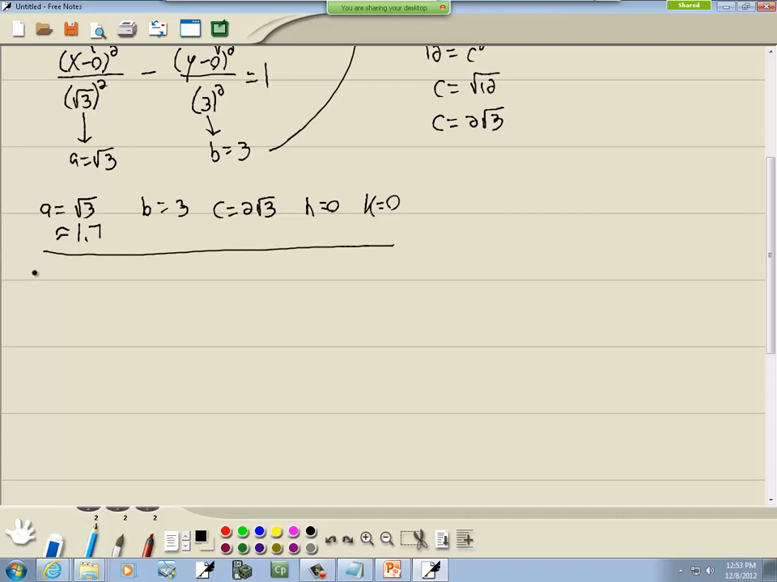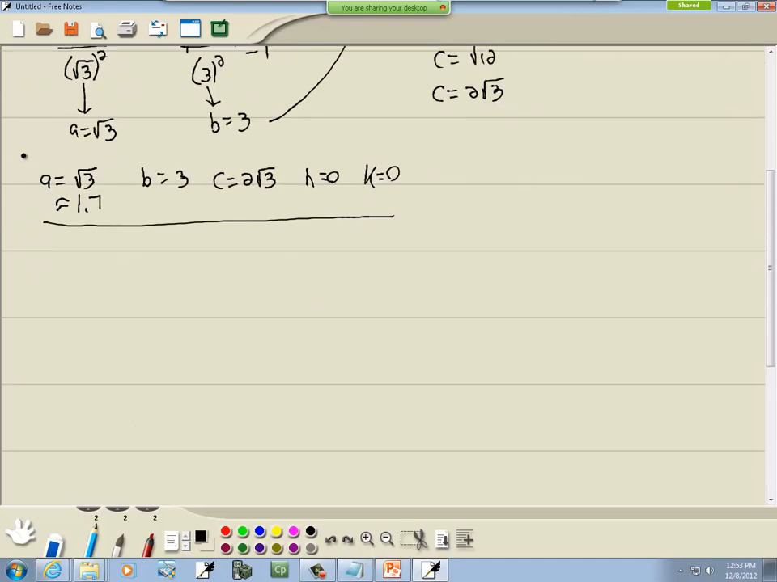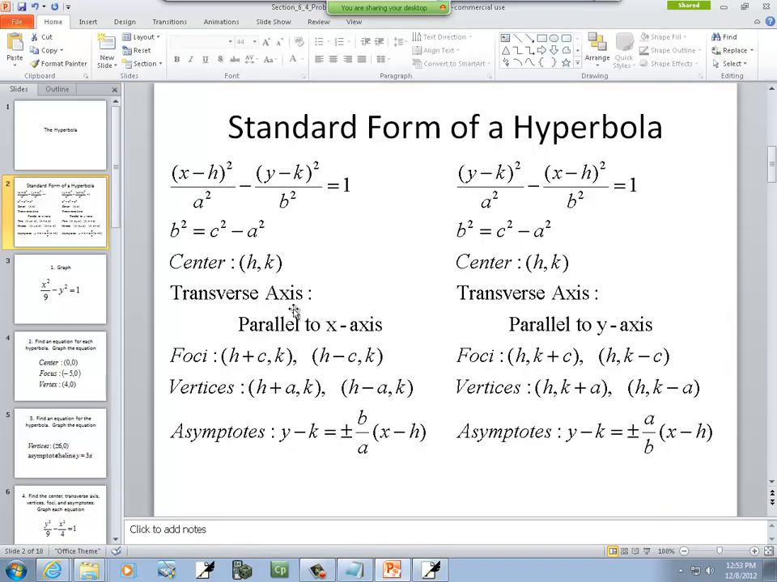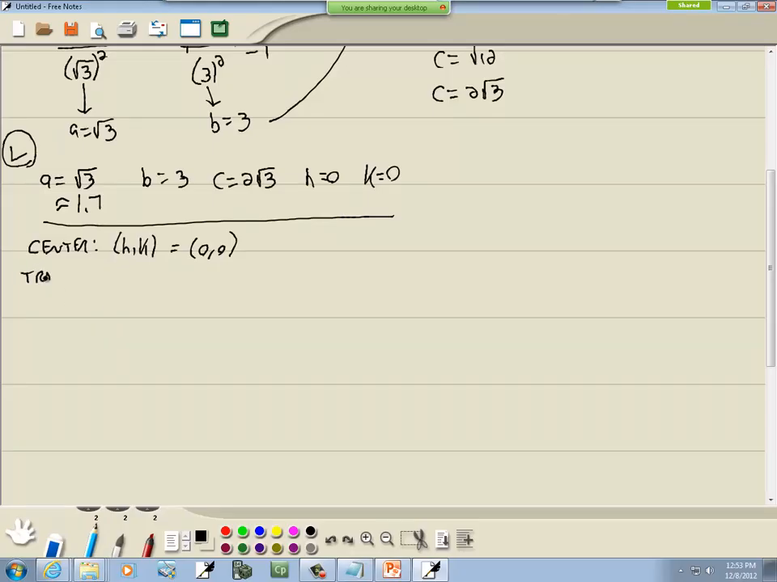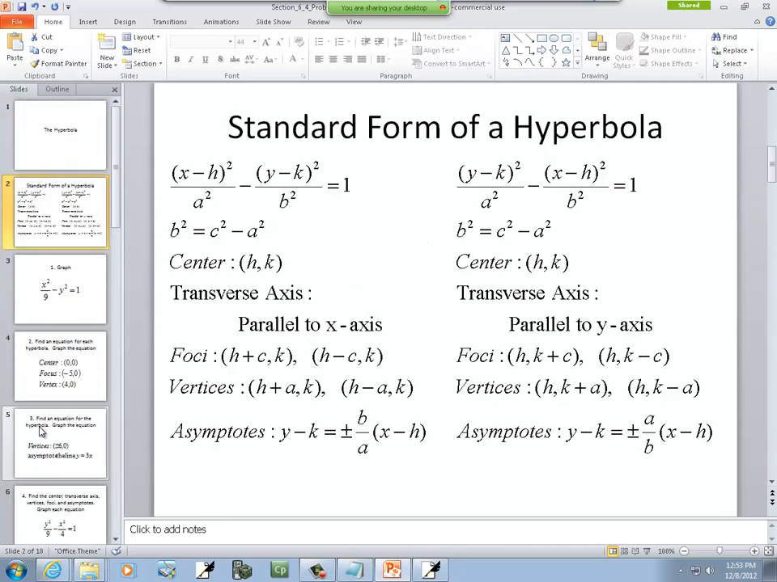Okay. And which formulas are we dealing with? We're dealing with the ones on the left. Okay, so our center is HK. It's always HK in that. It doesn't matter left side or right side. Transverse axis. You know, I don't even think I read the instructions to see what in the world they're asking for. Let me go down. Okay, find the center, transverse axis, vertices, foci, asymptotes, graph it. So do everything. I was going to do that, but okay.